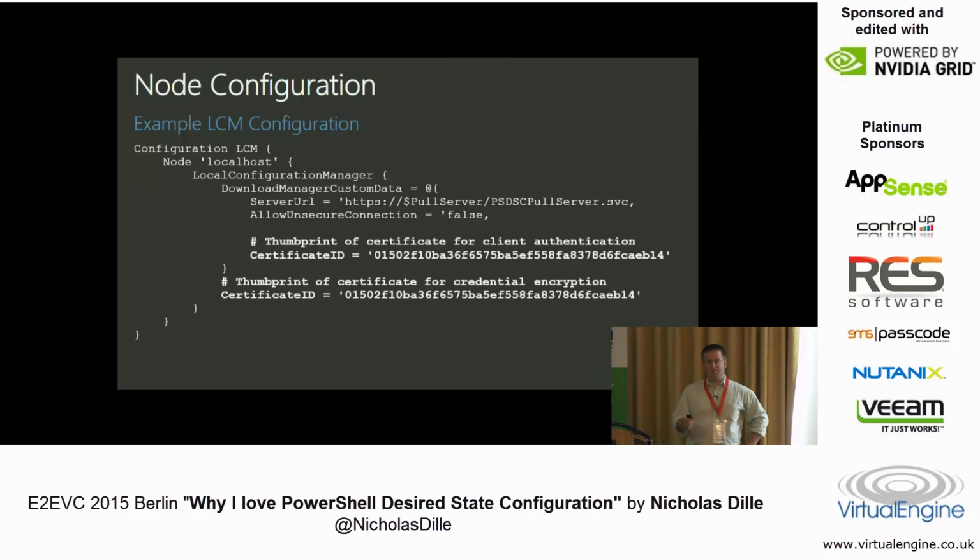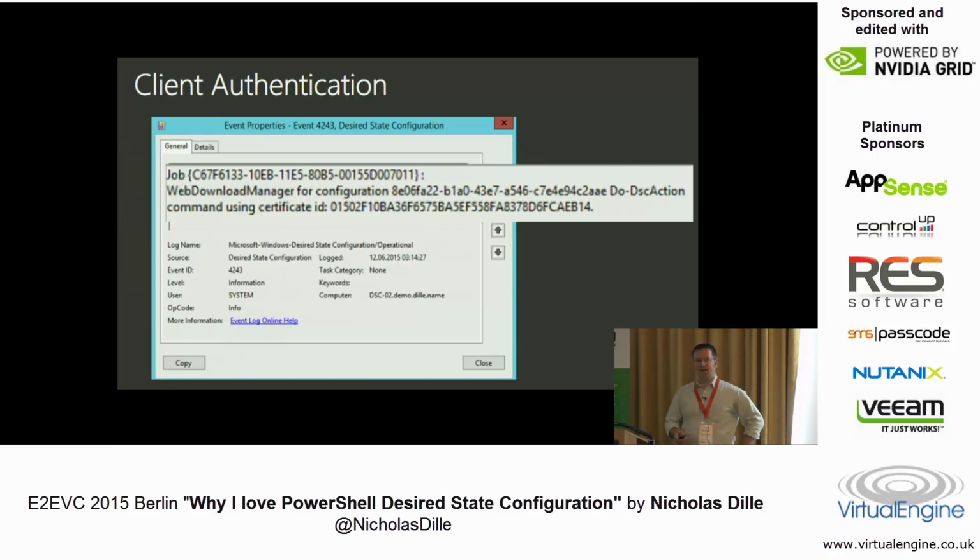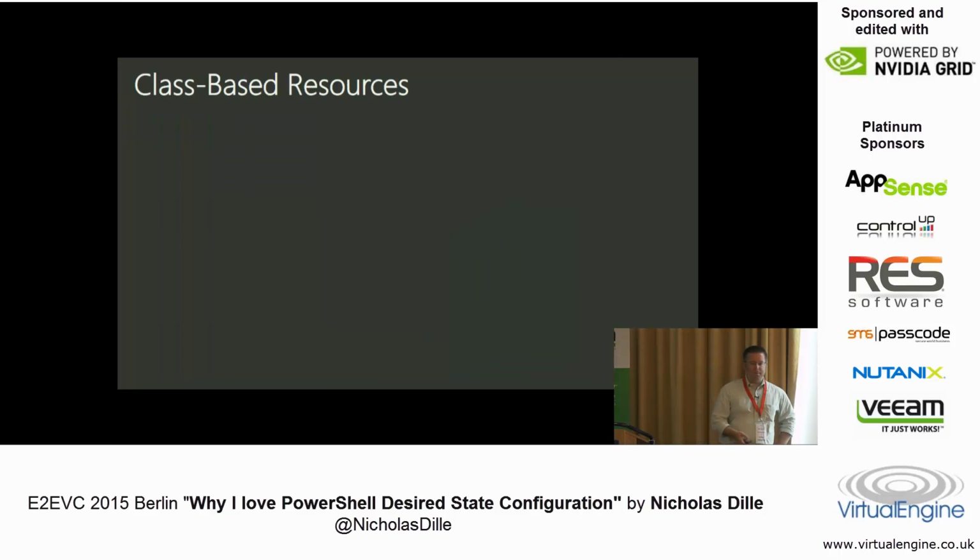So, if that's working correctly, you'll see something like this in the event log of a node, and it says that the web download manager, that's the thing that goes out to the IIS and fetches a node configuration, is using this thumbprint of a certificate for this configuration ID. So that's a very easy way to check what's actually happening. If you fetch the correct thumbprint, use it for the correct node configuration. So great for debugging. Okay, any questions so far?